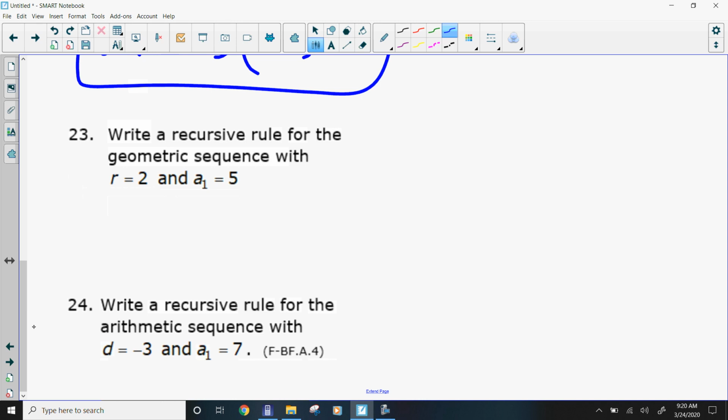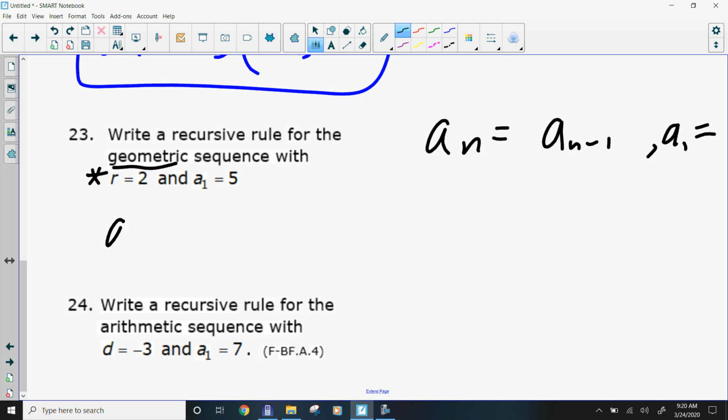Okay, recursive. So again, recursive, you got to have this part, you got to have n minus 1, and then you got to tell me where to start from. So right here, this part right here gives it away, and it even says it's geometric. So a geometric sequence, we got a sub n, we'll put the r in front and multiply that by a sub n minus 1, and then we say to start from 5.